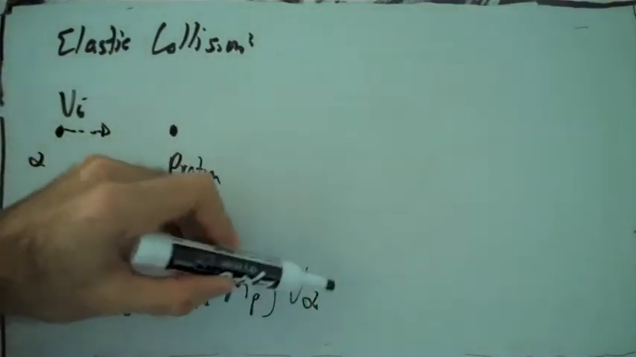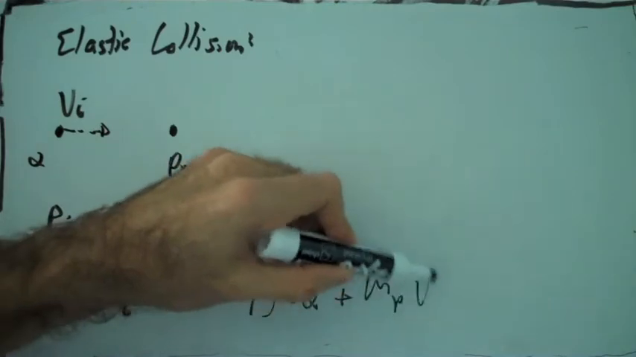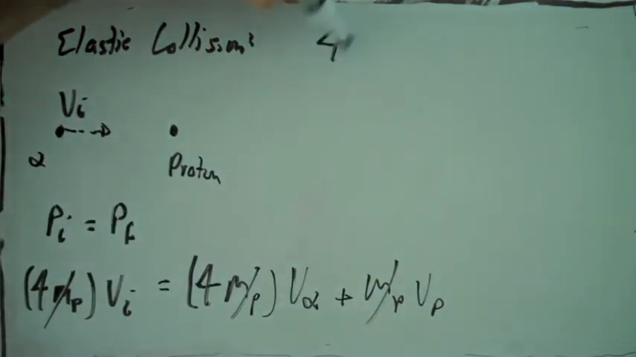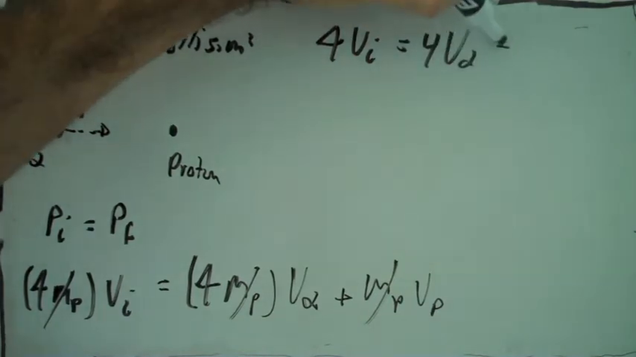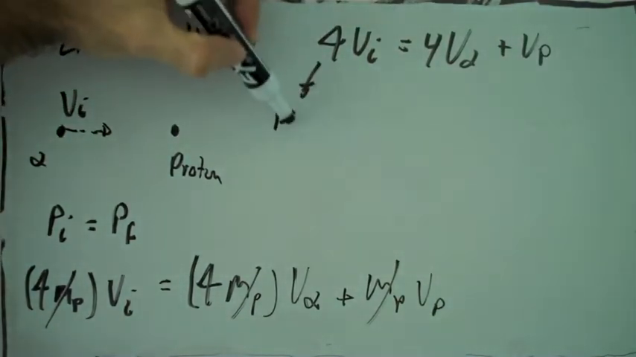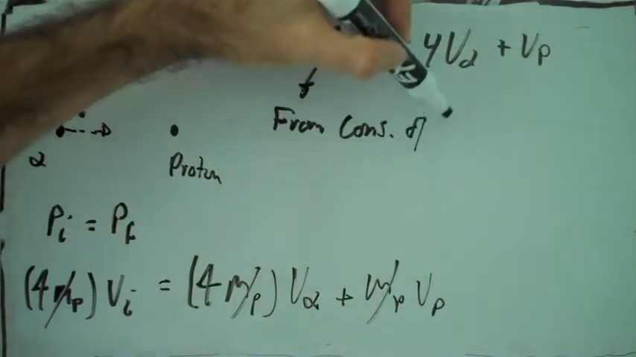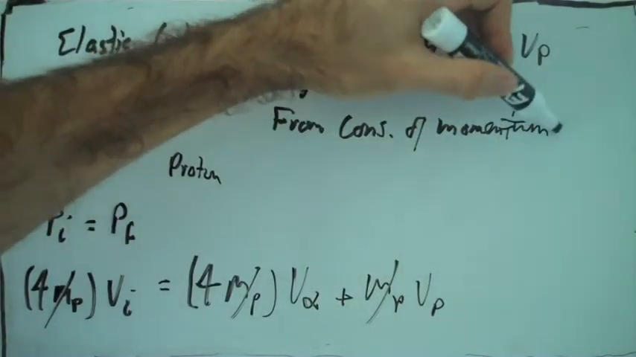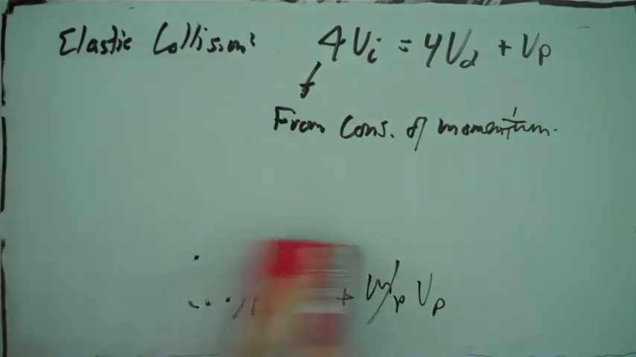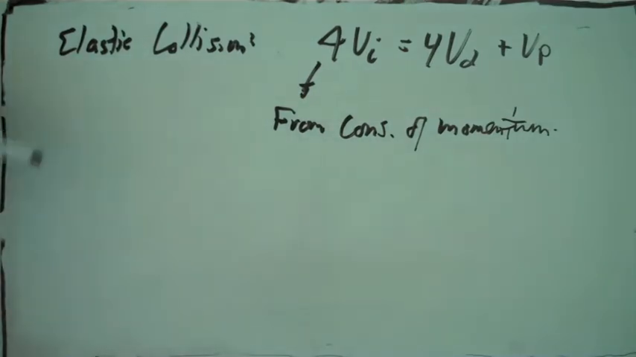after that collision, which is its mass times its velocity, plus the mass of the proton times the velocity of the proton after that collision. Here we can cancel out the mass of the proton and we have this equation. Now we also have conservation of energy, or conservation of kinetic energy. So this equation was from conservation of momentum, but from conservation of kinetic energy we can write out another equation that describes the collision.